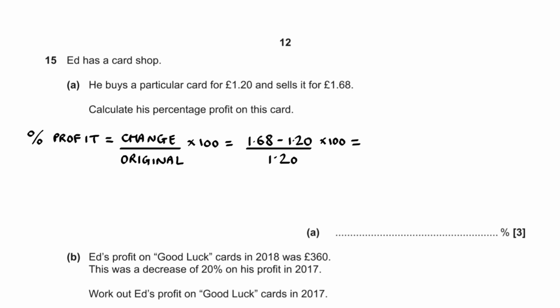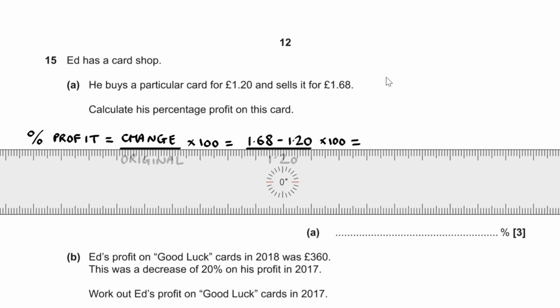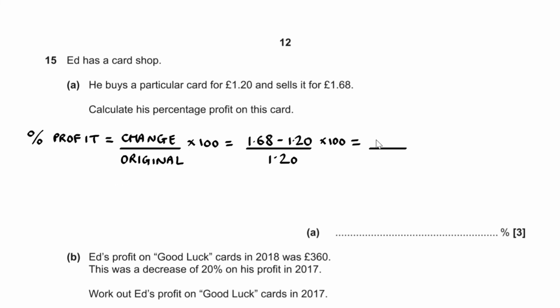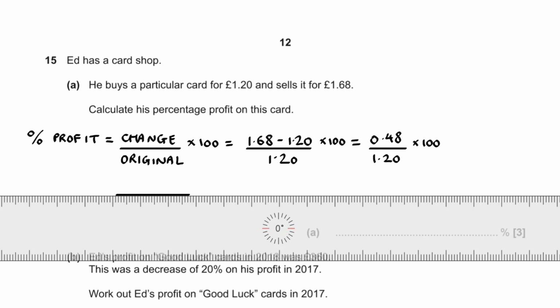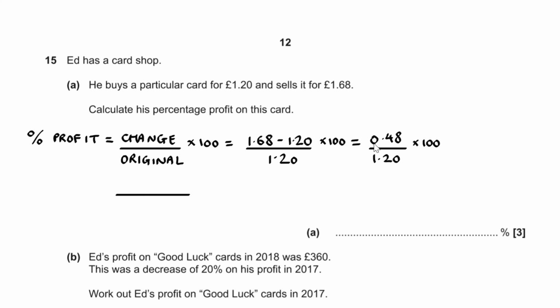So if we work this out, 168 take away 120, you'd find that to equal 0.48. So here we've got 0.48 over 1.20 times by 100. And if it makes life a bit easier for you, what you can do is multiply everything here by 100. So we have 48 over 120 times by 100.